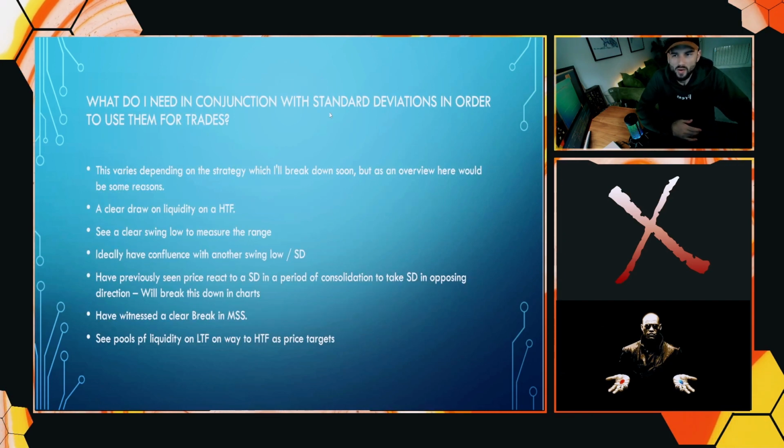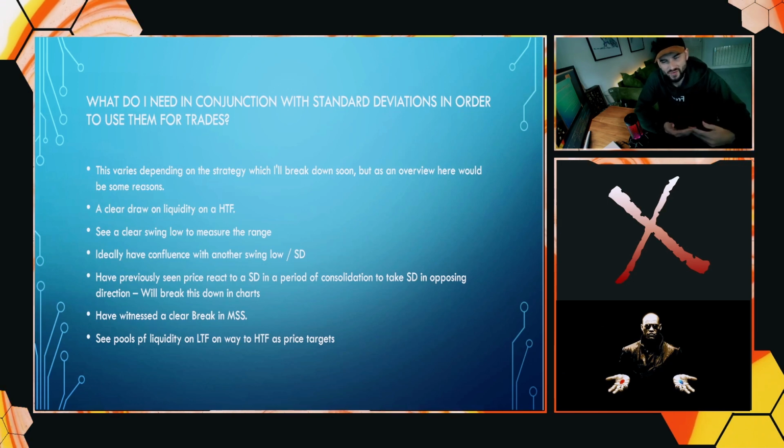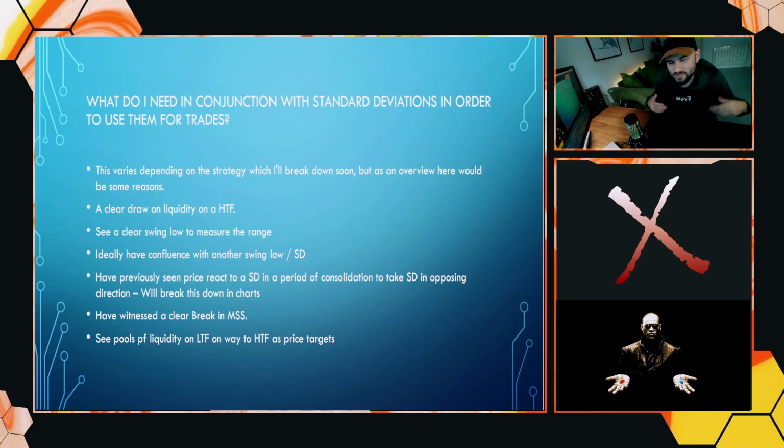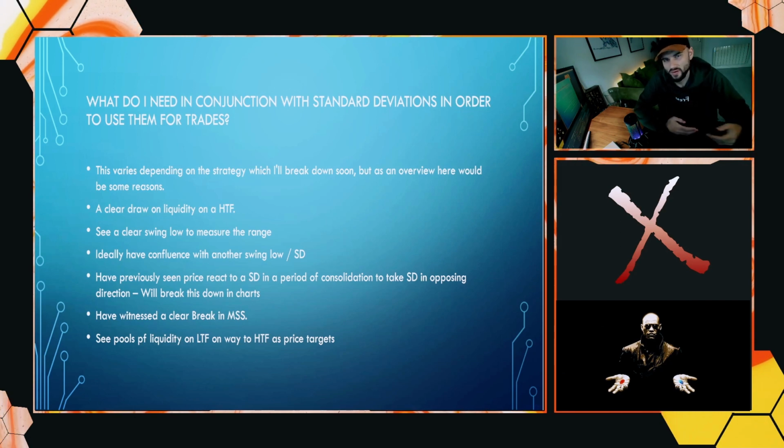Now, what do I need in conjunction with standard deviations in order to use them for trades? Right, this is really important because you can't just plot a standard deviation in your chart and go bingo bash, off we go, I'm gonna run for this, right? As with anything in ICT, there is no holy grail, do this, do that, and it will work, right? You have to build a bias and you have to form it with other reasons as to why you would take that trade, okay? You can't just use standard deviations solely on their own. They are a tool to help you build an argument for price moving in a certain direction, right?